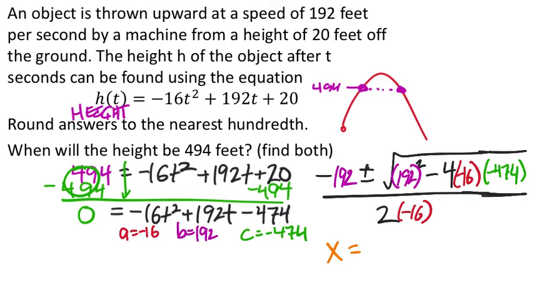It said to round to the nearest hundredth. I have 3.475, so the 7 I would add 1 to make that 3.48. That'd be in seconds right there. Okay, now that's one of the values. That was from the addition part.